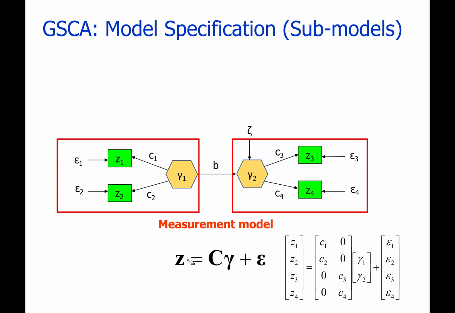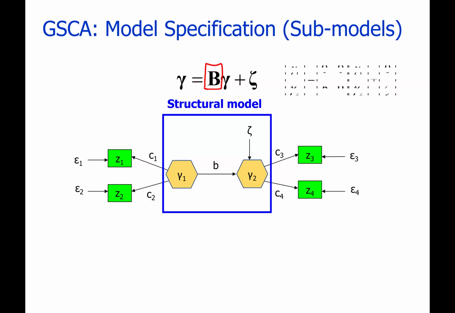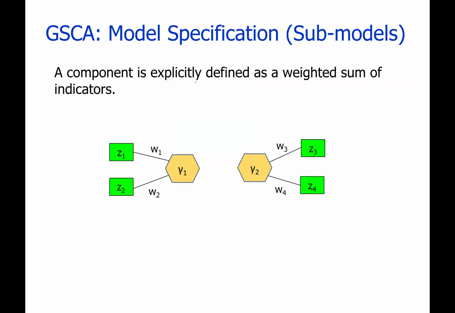So this is one submodel of GSCA, and then this is the structural model between only components. Again, this structural model can be expressed in this form in matrix notation. Here, this B matrix consists of all path coefficients connecting components. And for this particular example, this structural model just looks like this. Again, no worries. So there are two submodels, and then there is another one.